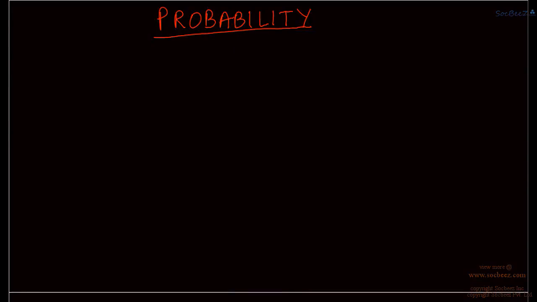Welcome back. Today we'll be learning about probability. This is the last chapter in the section of algebra. So what exactly is probability? To understand probability, we first need to know a few concepts. First is a random experiment.